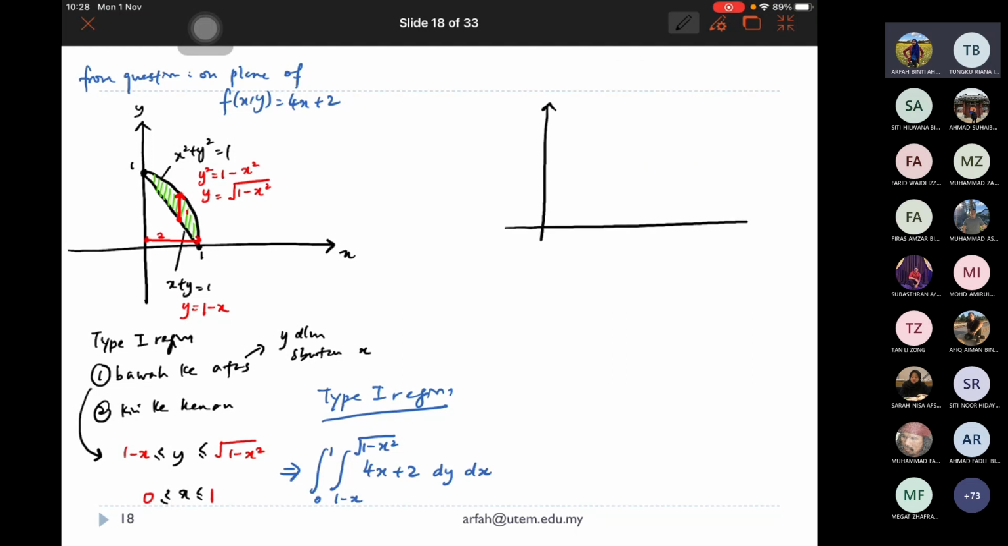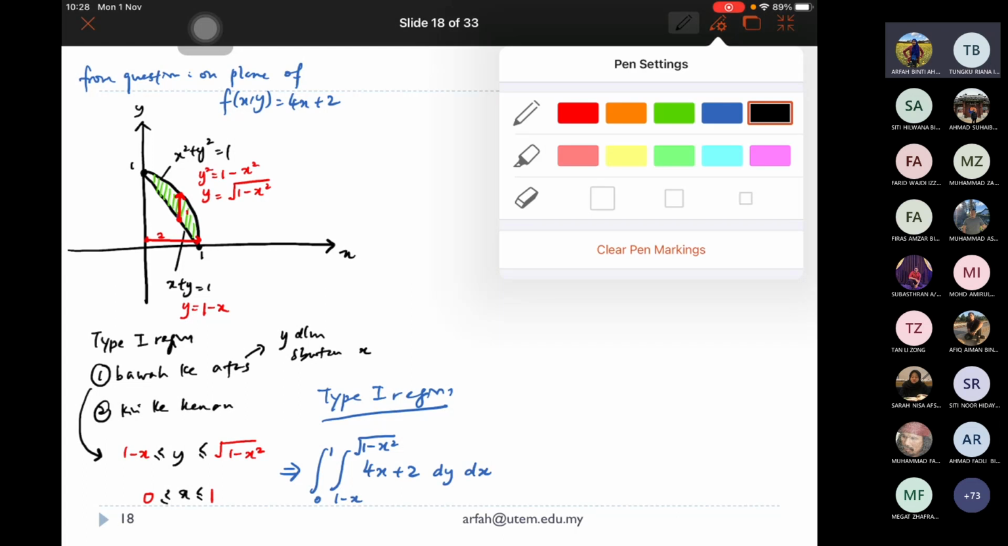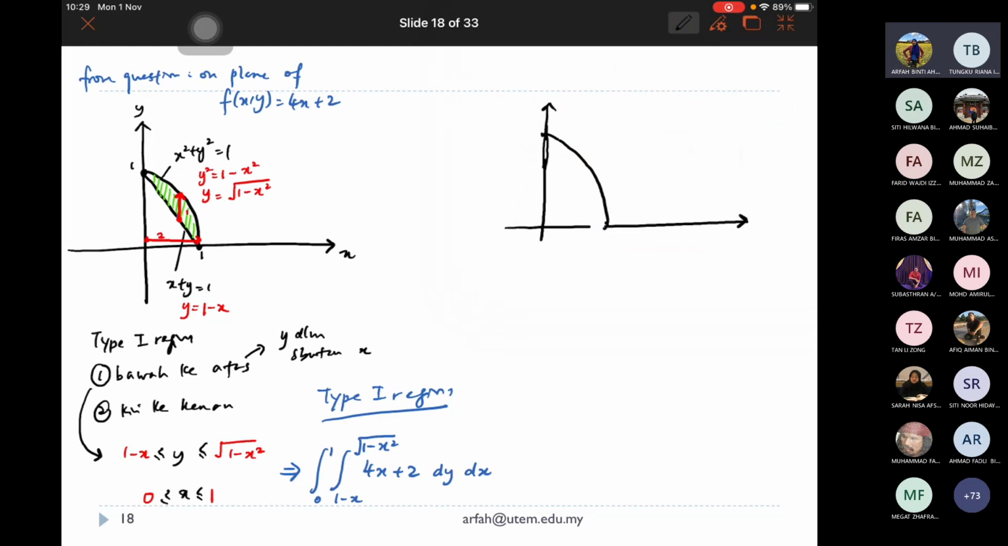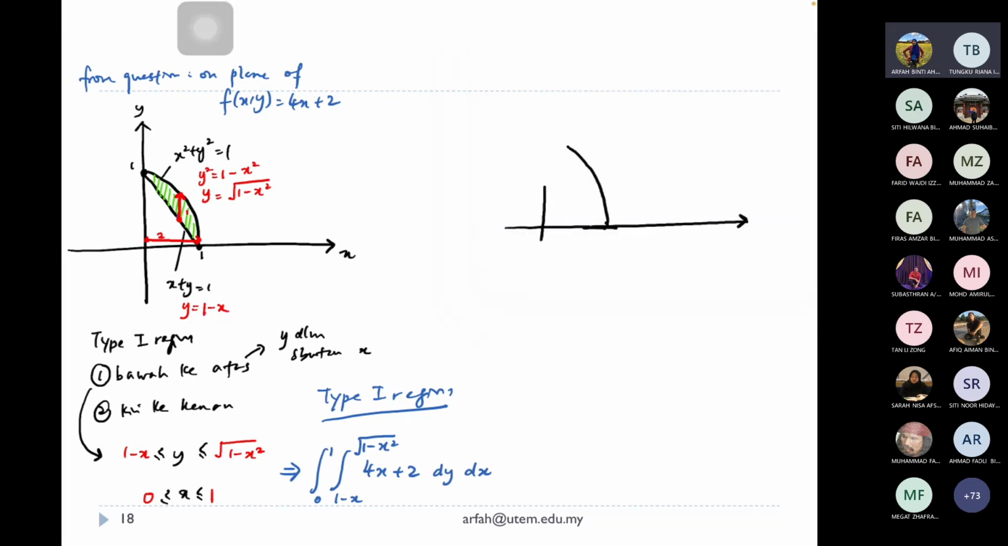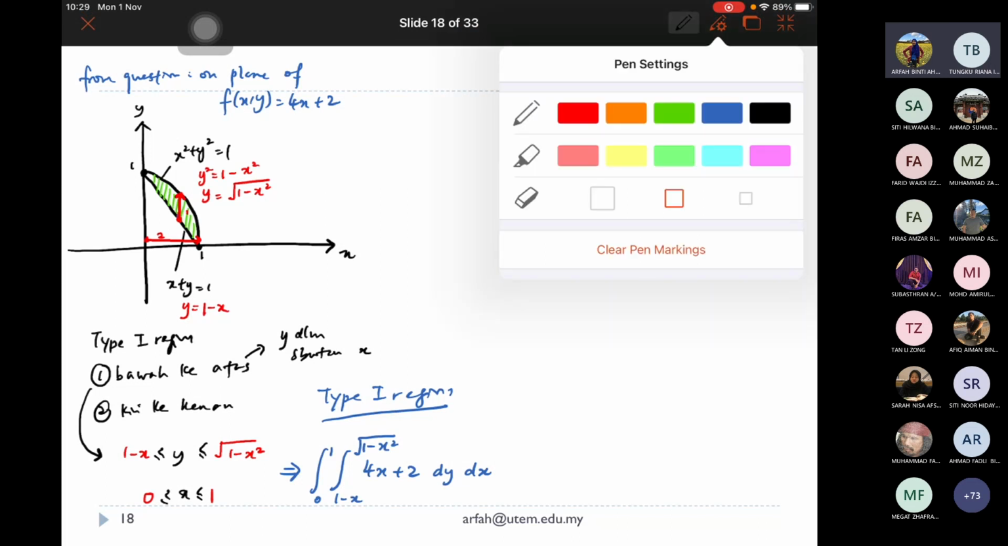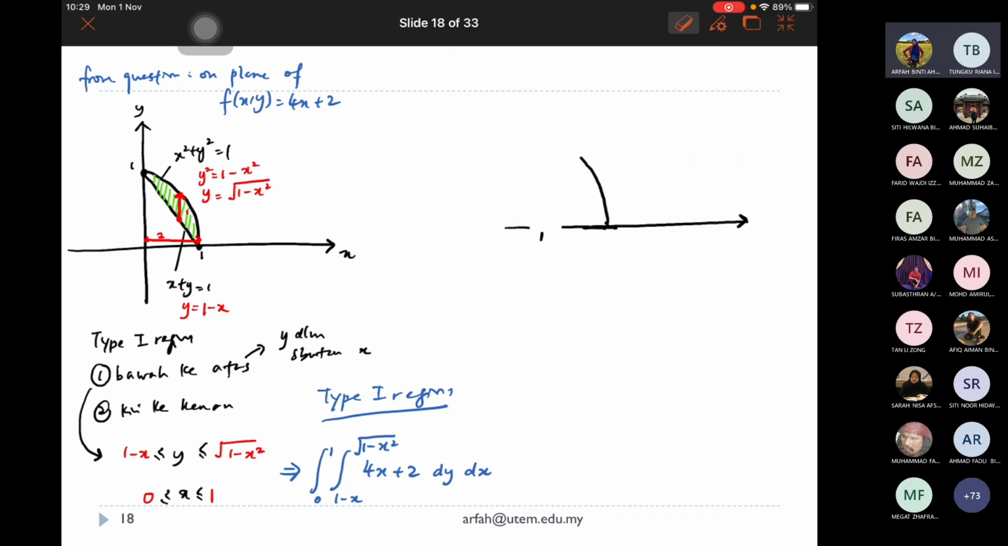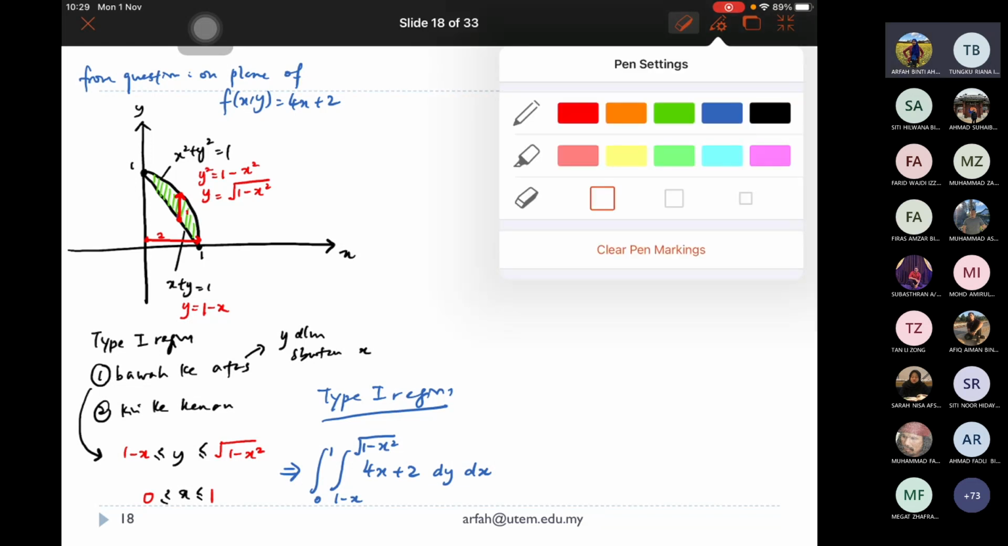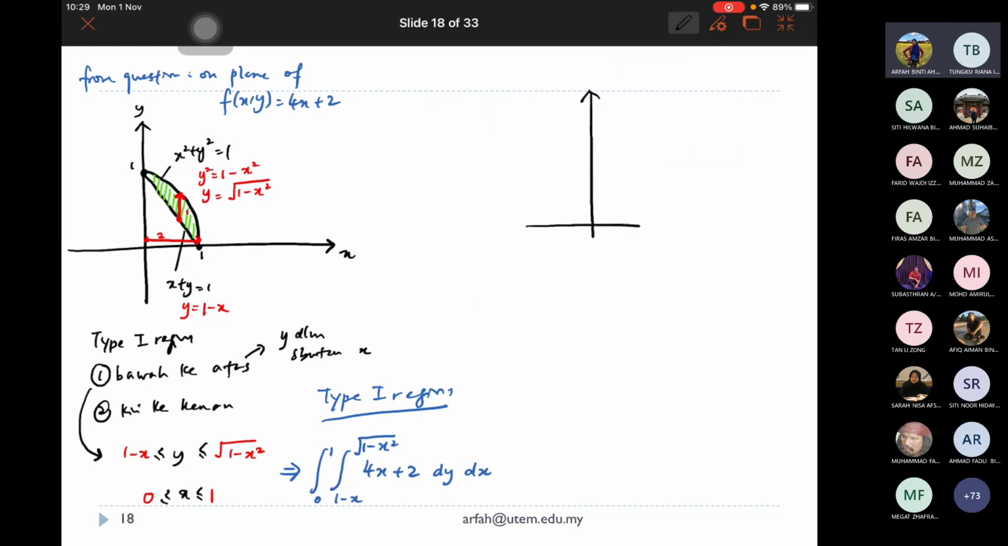Awak kena faham benda ni sebab nanti for the next chapter dia akan jadi lagi susah daripada the basic. So make sure you understand the concept of this one. How you are going to determine the region of the integration. So nanti saya upload video ni dekat YouTube, boleh tengok balik. Let's say if you have any confusing or you can catch up what we have learned today. Okay. So lukis balik. Then kita nak tentukan based on type 2 pula.